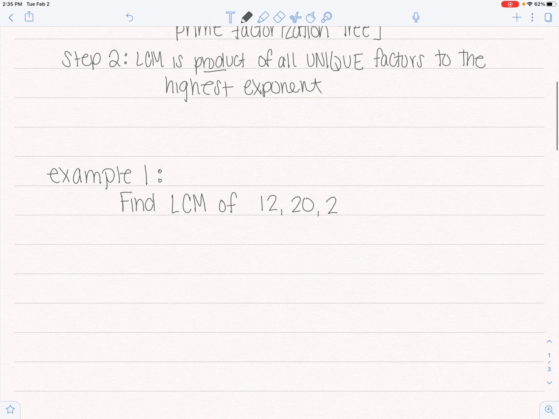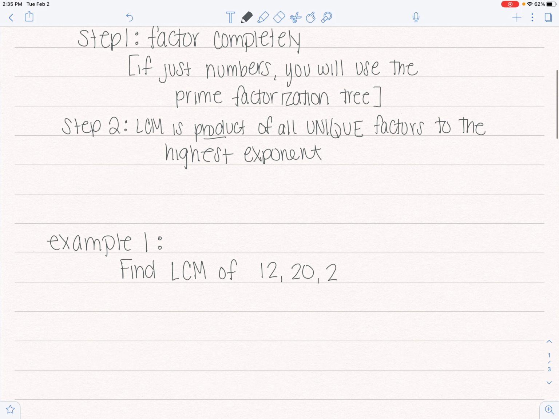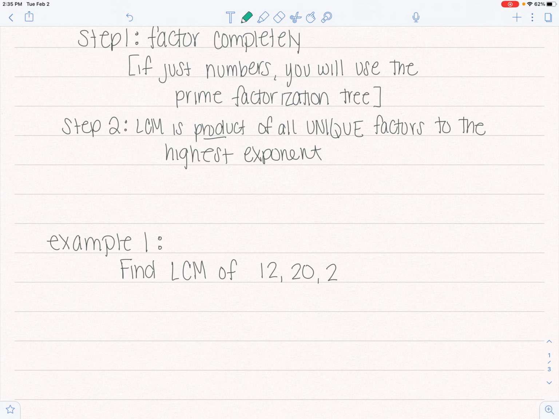So let's look at an example. I'm going to keep those steps on the screen. So example 1 says to find the LCM of 12, 20, and 2. So these are all just numbers. I'm kind of getting you guys used to this idea of a least common multiple. I am going to first factor these completely. Now to factor these numbers, I'm going to do a prime factorization tree.